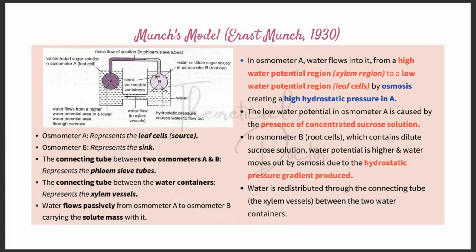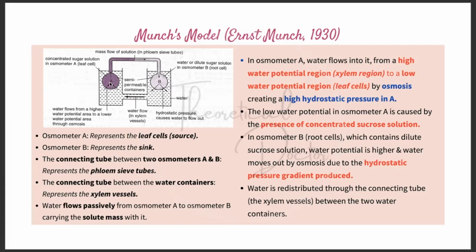So because this area has high water potential and this area has low water potential, the water will move from an area of high water potential to an area of low water potential. So water is continuously moved out by osmosis.